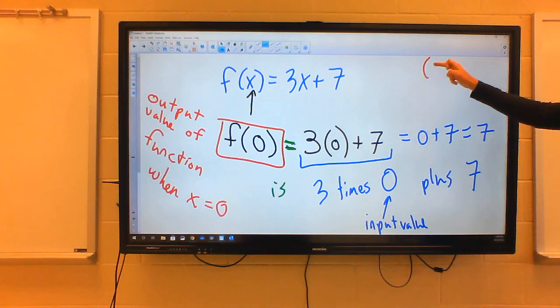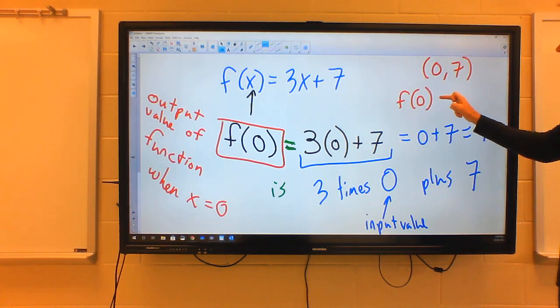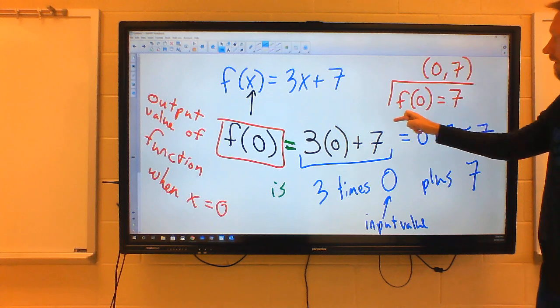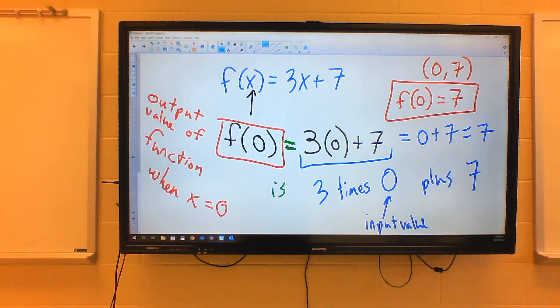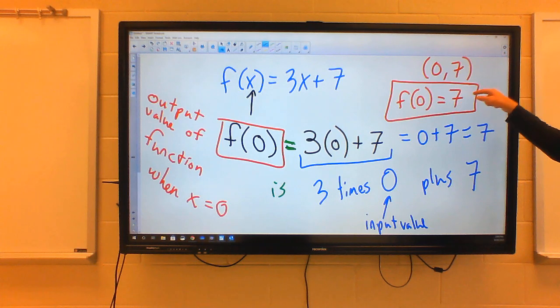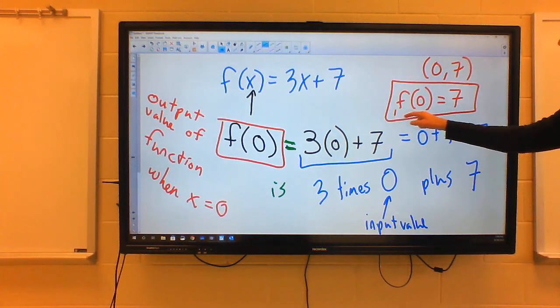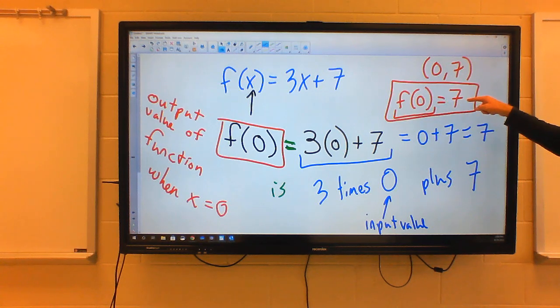So literally, we had the coordinate (0, 7). We already knew that was an answer. And the way we write that point in function notation is to say f of 0 equals 7. This is the function notation way of writing our answer. And all it means is our function, when 0 is our input value, is 7. Another way of saying that is the output is 7 when the input is 0.